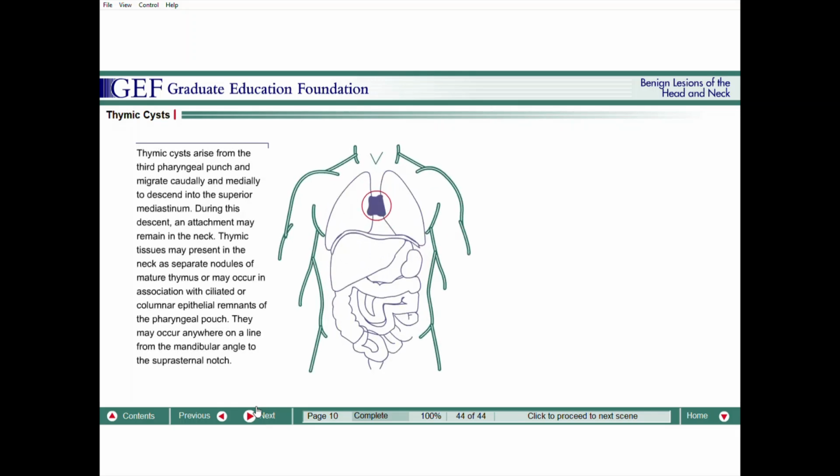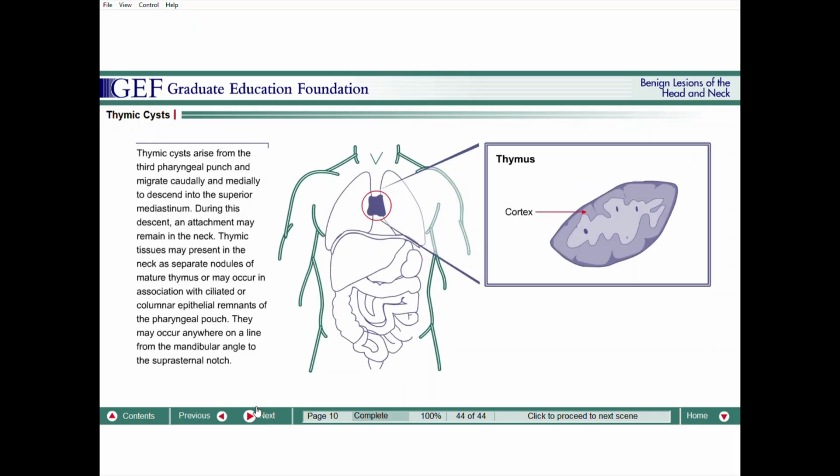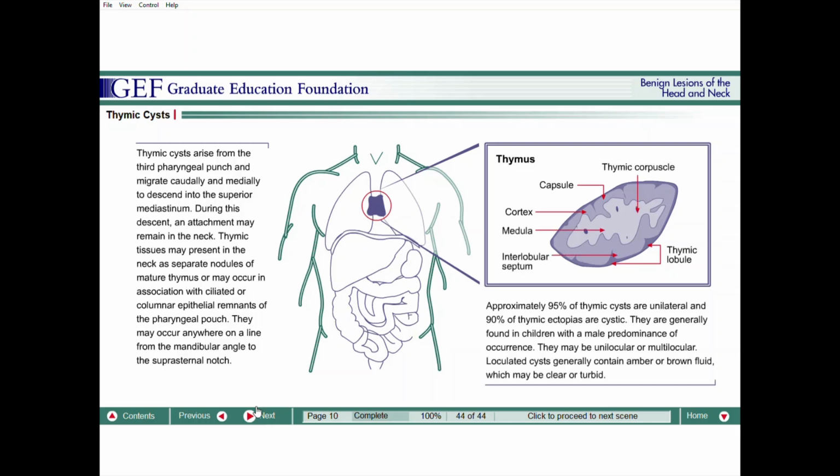Thymic cysts arise from the third pharyngeal pouch and migrate caudally and medially to descend into the superior mediastinum. During this descent, an attachment may remain in the neck. Thymic tissues may present in the neck as separate nodules of mature thymus or may occur in association with ciliated or columnar epithelial remnants of the pharyngeal pouch. They may occur anywhere on a line from the mandibular angle to the suprasternal notch.